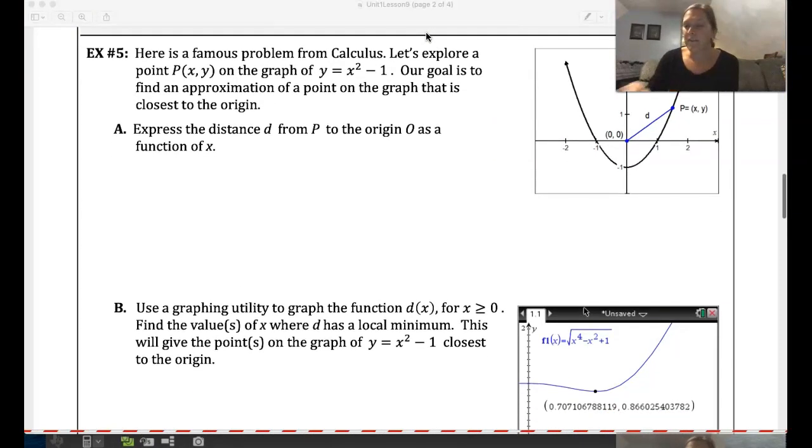All right, now number 5. This is a good crazy calc one. They love this one in calculus. So let's see if we can get our brains wrapped around it.